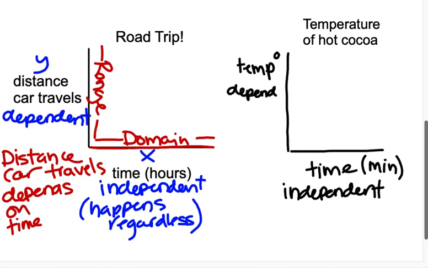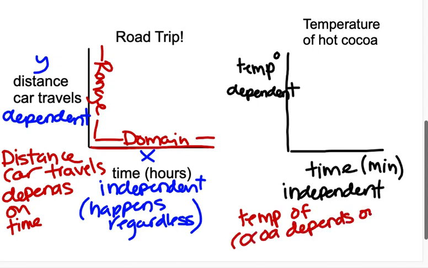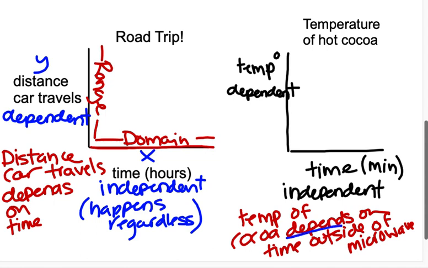So I'm going to put that on the y-axis, and I'm going to write down, just to make it clear, the temperature of the cocoa depends on time outside of microwave. So the temperature depends on time, so it's the dependent variable.